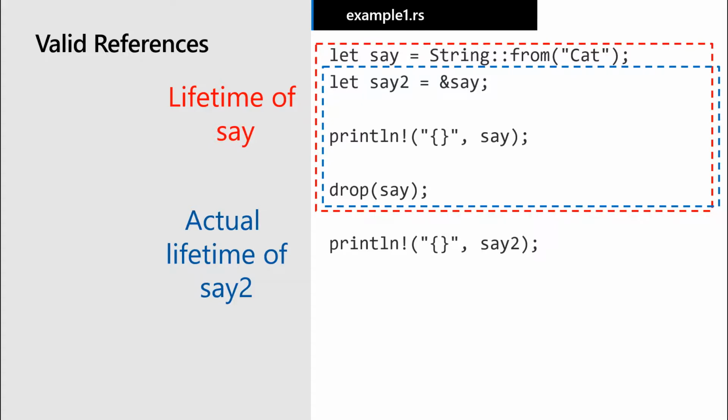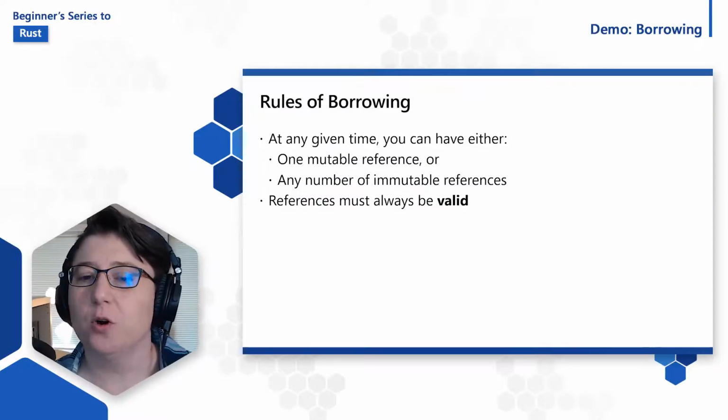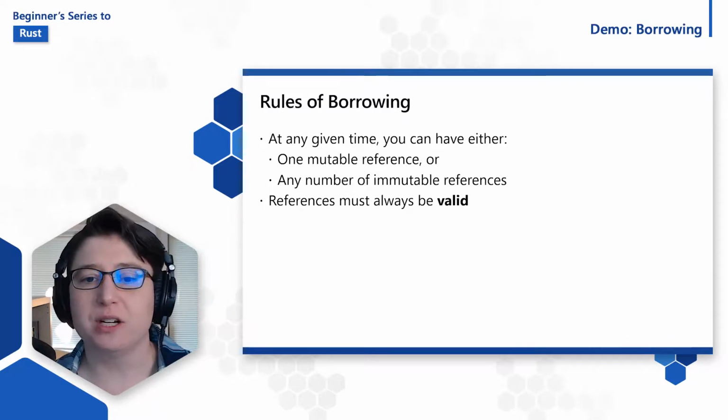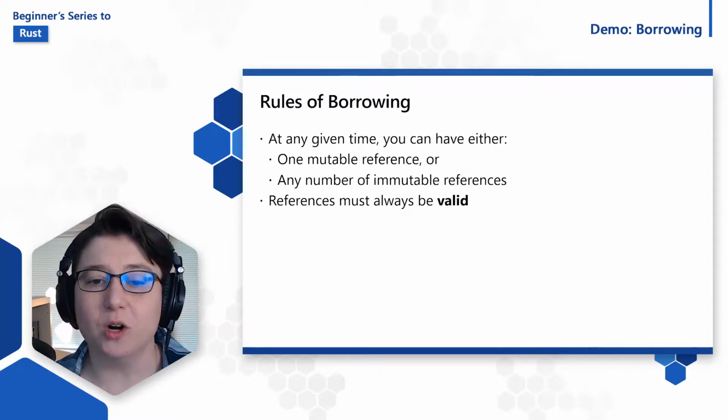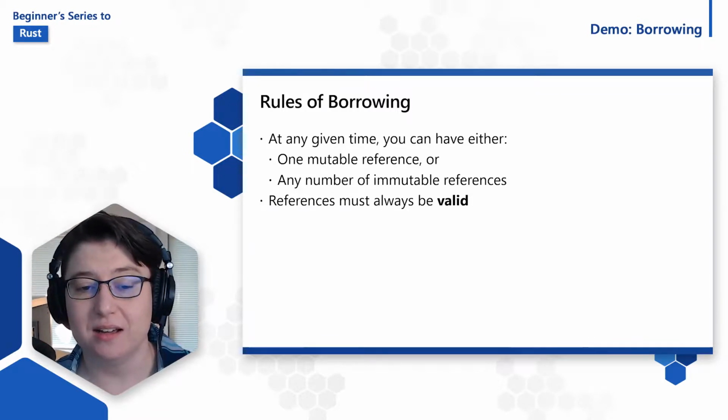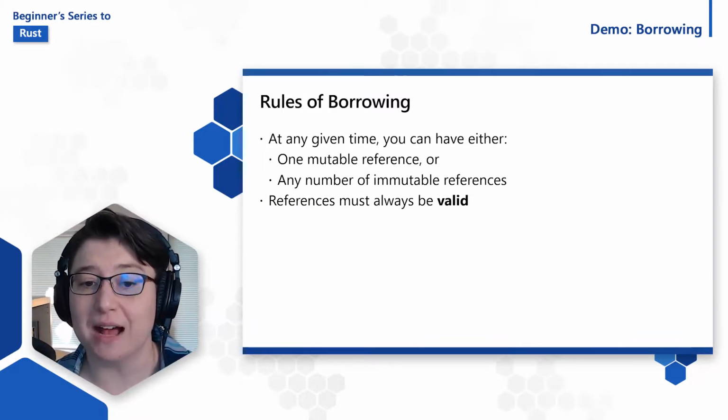This is another way that Rust prevents dangling pointers. When we compile a Rust program, the Rust compiler runs through a phase called the borrow checker, where it verifies that any values that are borrowed as references are still valid when that reference is used. Before we end, let's revisit the rules of borrowing. At any given time for a given variable, you can have either one mutable reference or any number of immutable references. And references must always be valid.